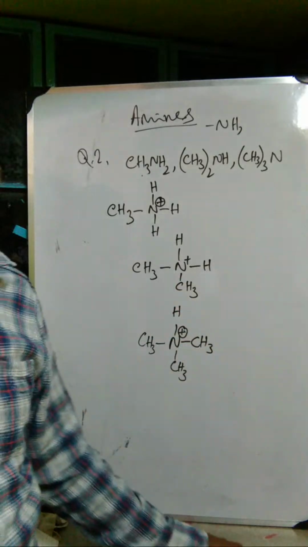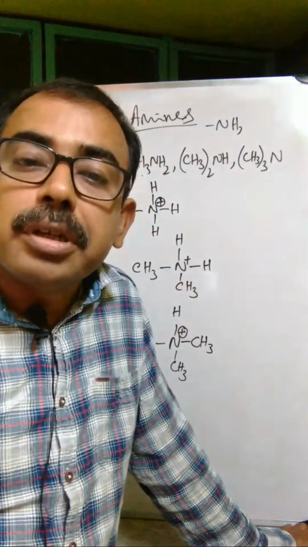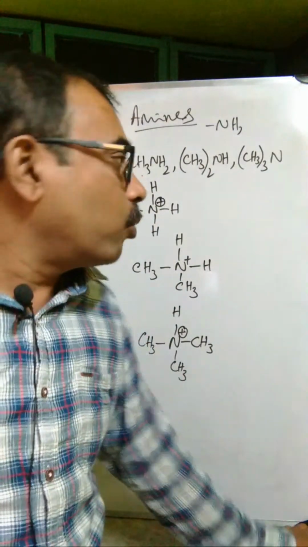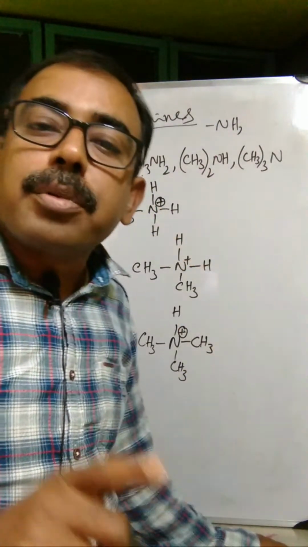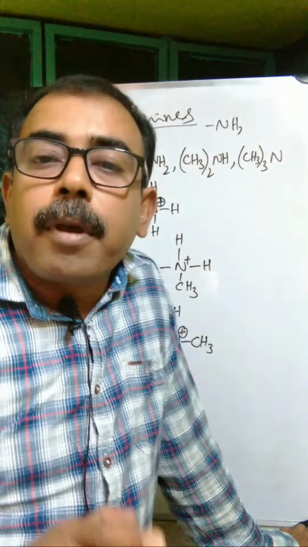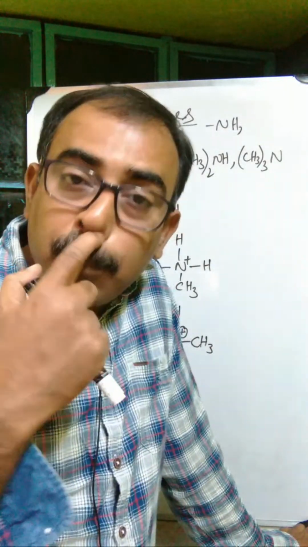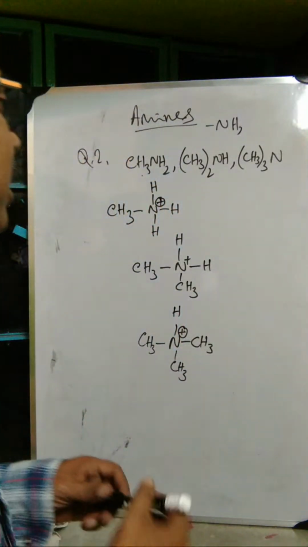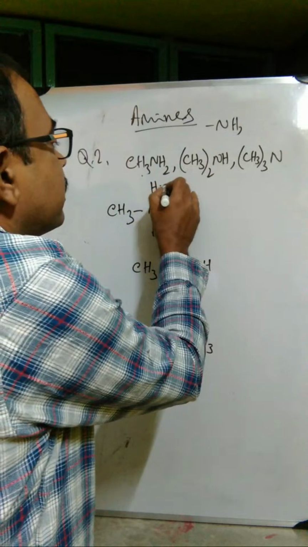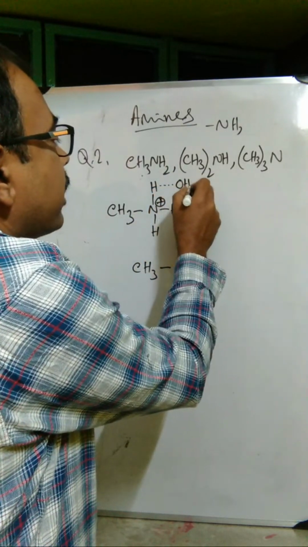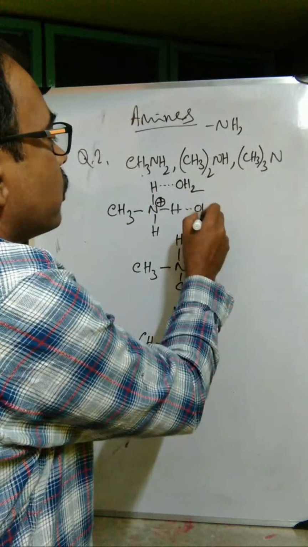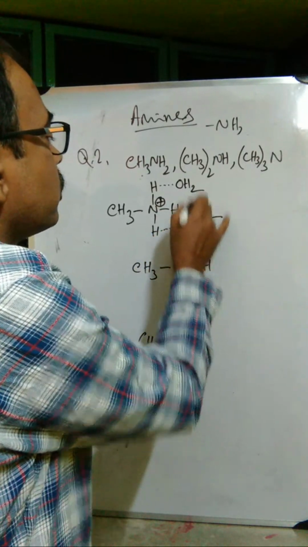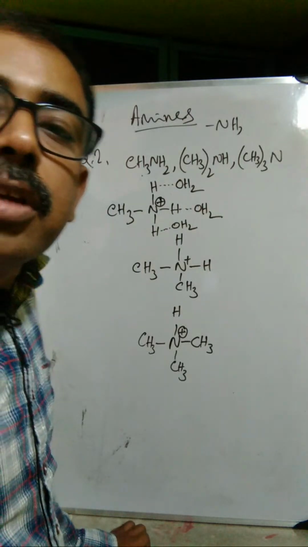In aqueous solution, stability depends upon the solubility. More soluble, more stable. Solubility in water depends upon the extent of hydrogen bonding. The more hydrogen bonding, the more the solubility, and the more the solubility, the more the stability. Here 3 hydrogen atoms are there, so 3 H2O molecules can make hydrogen bonding. So it will be surrounded by 3 H2O molecules via hydrogen bonding. So this one is most soluble in water.